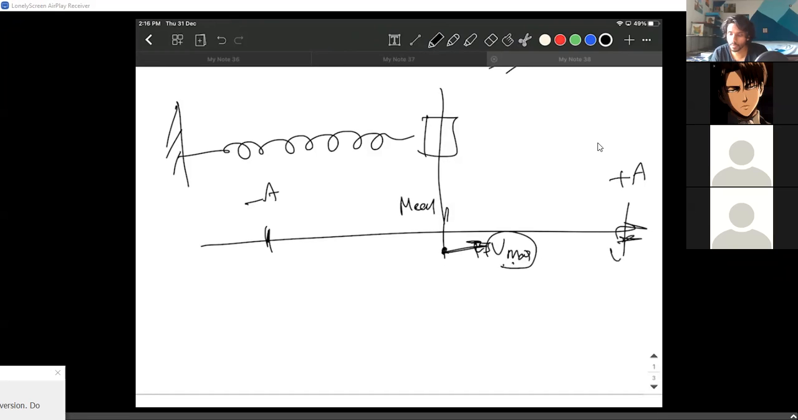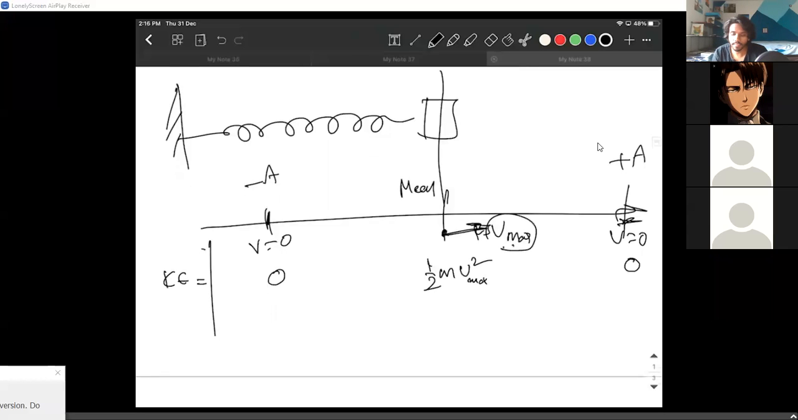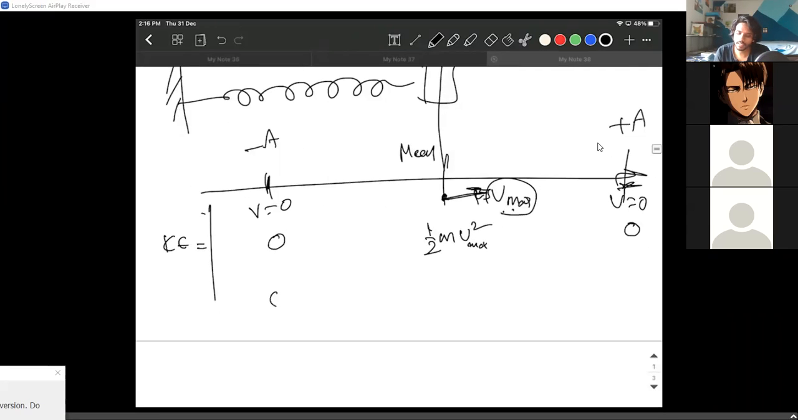When it goes to the extreme position, the speed is zero. When it goes to this extreme, the speed is zero. So I can clearly write the kinetic energy as half mv square here, or half m v max square here. I can write the kinetic energy zero here, and zero here. You have any problem with these kinetic energies? I don't think so.